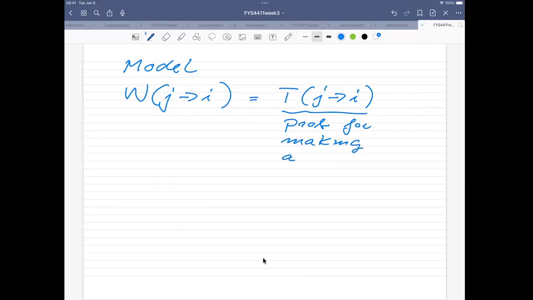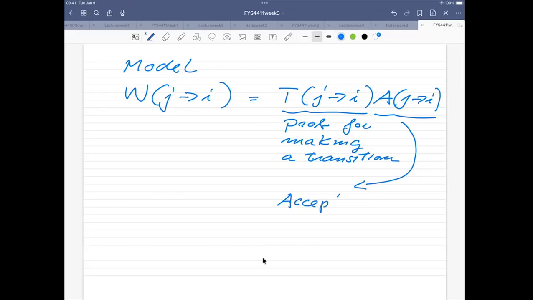Making a transition. And then we multiply this with a new probability. As I said, in a certain sense, since we don't know the expression for W, we are in a way free to model it. And the Metropolis algorithm is based on this kind of split here. This quantity A is something we call the acceptance probability. That is the acceptance of making a move when you have evaluated the transition probability. So we simply call this the acceptance probability.